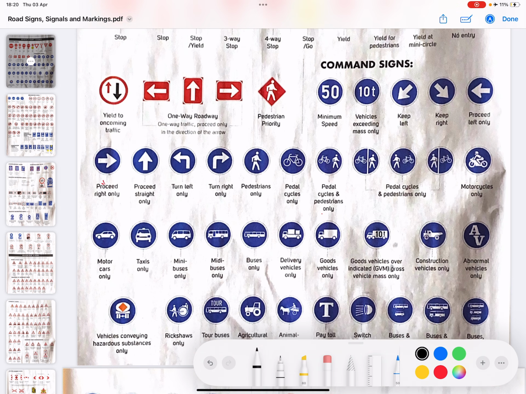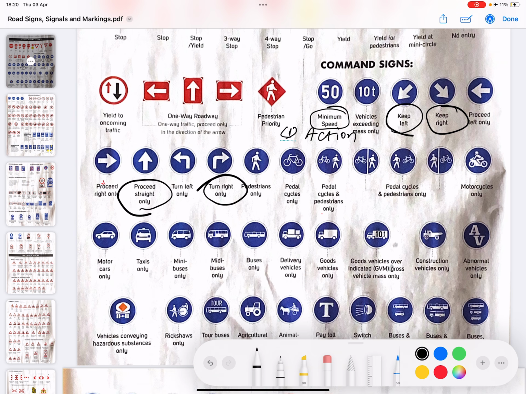Command signs emphasize two things, or rather, they're instructing you to do two things. The first one is an action. The action to take, this is what you must do. Drive at 50 and above. You must keep left. You must keep right. You must turn right only. You must proceed straight. You see, it's an action that you should take, one thing.